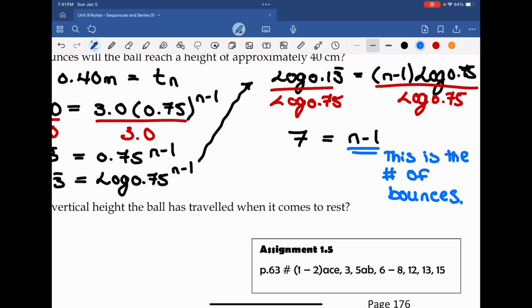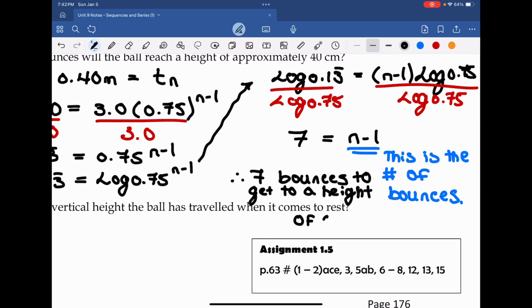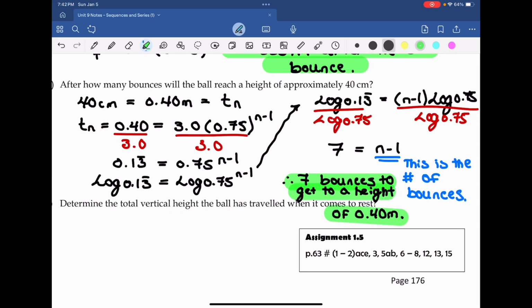And if this is the number of bounces, then the n minus 1 is the solution, and we can say that there are 7 bounces to get to a height of 0.40 meters. And I apologize for going over the next problem there. That might be a little bit distracting to some of you. Hopefully that's okay. So again, we just want to make sure that we don't jump the gun and we add one there. We got to be very careful.